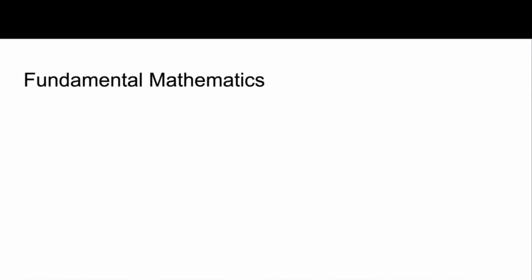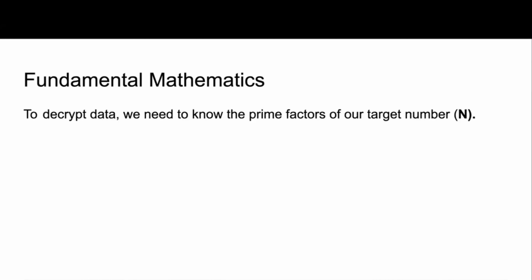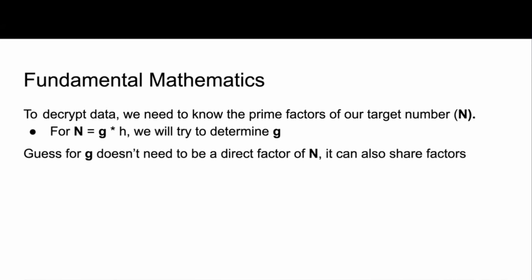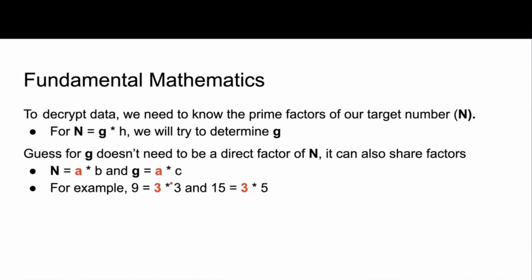Let's talk about some fundamental mathematics that we need to understand Shor's algorithm. To decrypt data, first, we need to know the prime factors of our target number n. So for n equal to g times h, we want to determine some g. The guess that we have for g doesn't need to be a direct factor of n. It can also share factors. That's because we can have the case where n is equal to a times b and g is equal to a times c. So therefore we have a accessible to us, which is a factor of n.